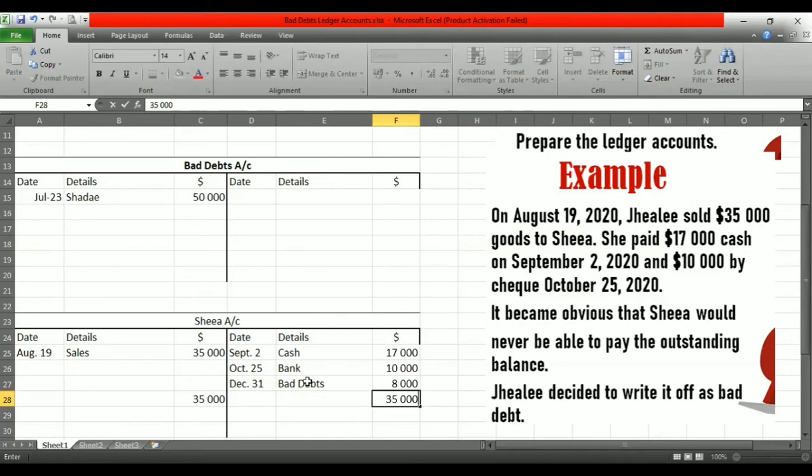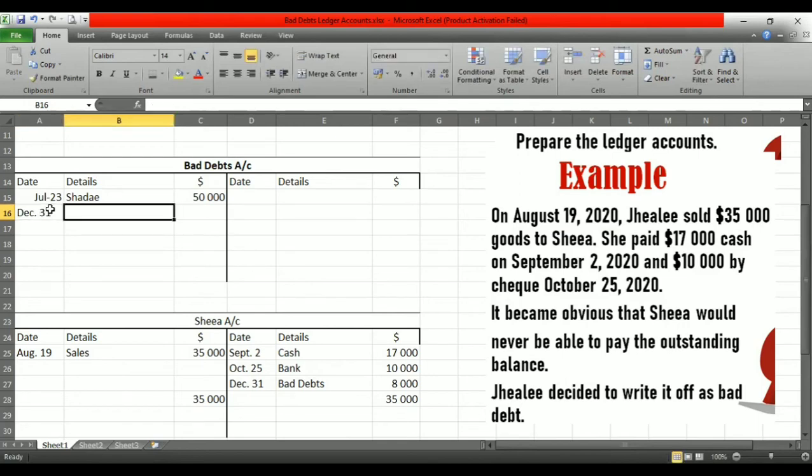Now we have our credit entry. We need to show the entry in the bad debt account that we made. And that is the same date, December 31st, end of the accounting period, because no specific date was given. Our details is the customer's account that we're writing off as bad, which is Shay, and the value that she was owing, $8,000. That is written off as bad.